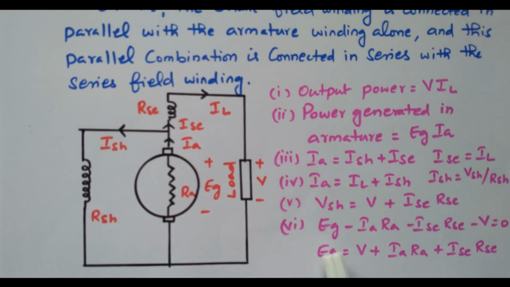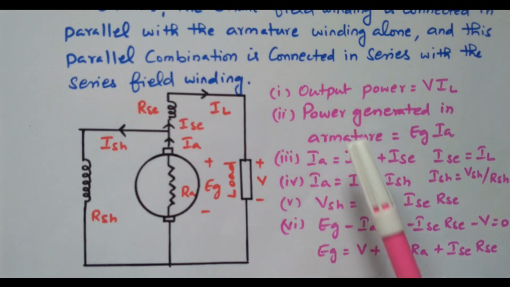We'll see this diagram. Eg minus Ia Ra minus Isc Rsc minus V equal to 0. Right. The generated voltage, from that the armature resistance drop is subtracted, series field resistance drop is subtracted, then the load voltage, that is equal to 0, or otherwise Eg equal to V plus Ia Ra plus Isc Rsc. The generated voltage is not fully available at the load terminal. Some of the voltage will be dropped across the armature resistance, some of the voltage will drop across the series field resistance. After this drop, the remaining will be available at the load terminal, right.